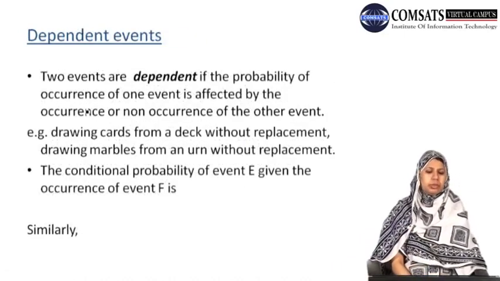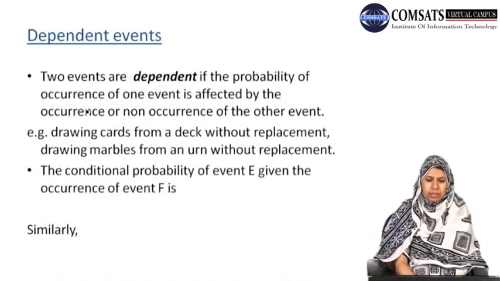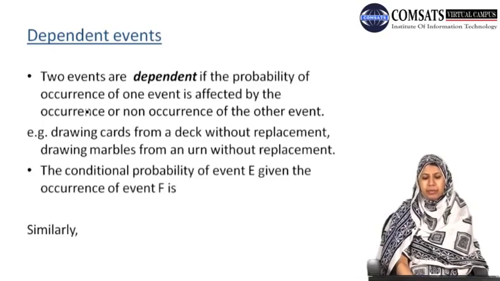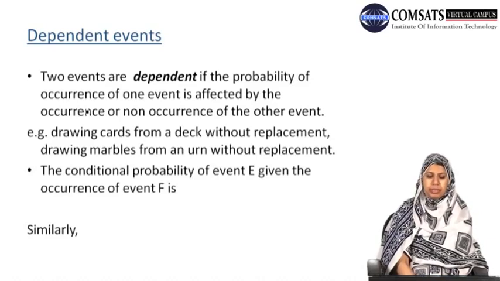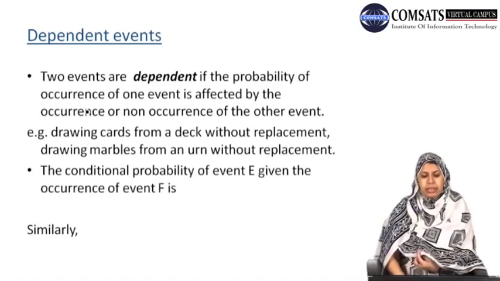Now we come to know what we mean by dependent events. Since it is clear from the name, two events are dependent if the probability of occurrence of one event is affected by the occurrence or non-occurrence of the other event. For example, if we draw cards from a deck without replacement, or if we draw marbles from an urn without replacement.